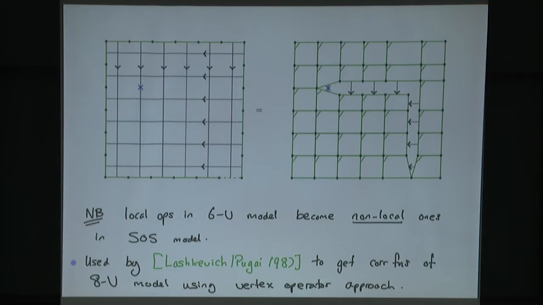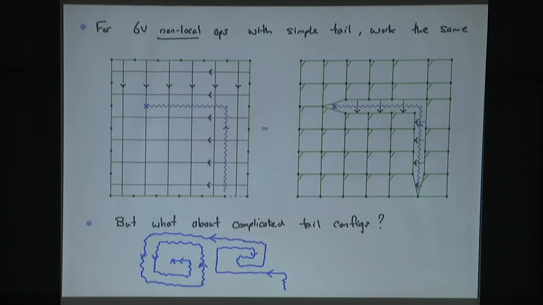Okay, so what about non-local operators? That's what I'm interested in. Well, this is the kind of insertion that I'm interested in. I have a local insertion, and then I have one of these tails. And for simple tails, the same story happens. I just get exactly the same picture that I had before, except I have this wiggly tail coming down here. So non-local operators turn into non-local operators.